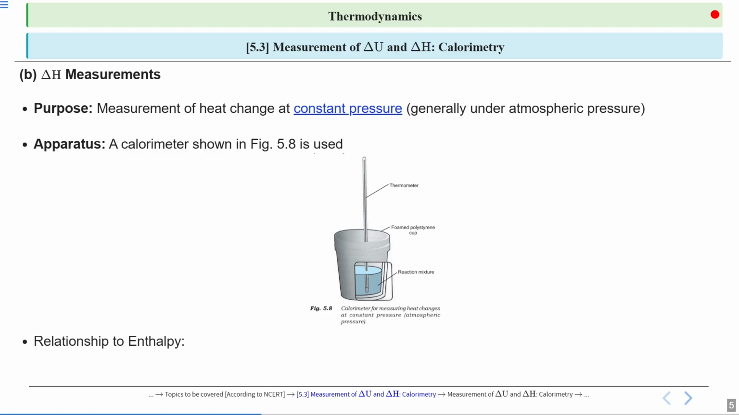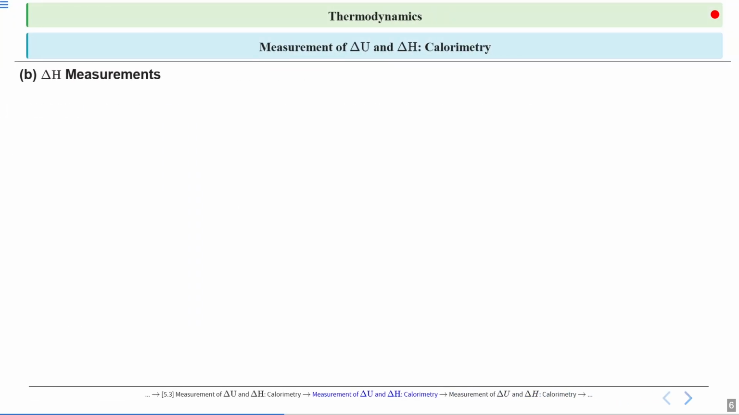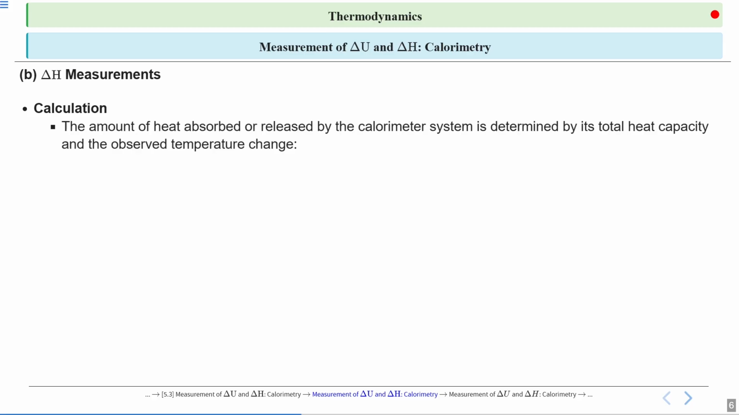Now, what was the relationship to enthalpy for the constant pressure term? It was given as: enthalpy change is equal to heat exchange at constant pressure. We have written P in the subscript to represent constant pressure. Now moving on further, we can look at the calculations. If we are able to calculate the heat change during the process, then we can calculate the enthalpy change of the reaction. So this is our basic motive.